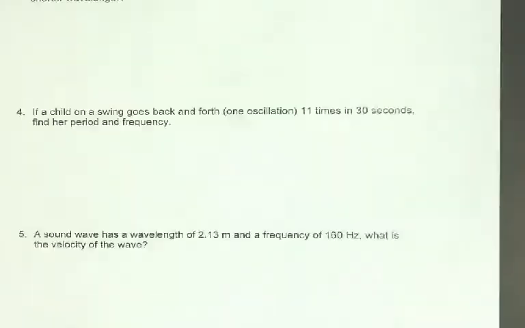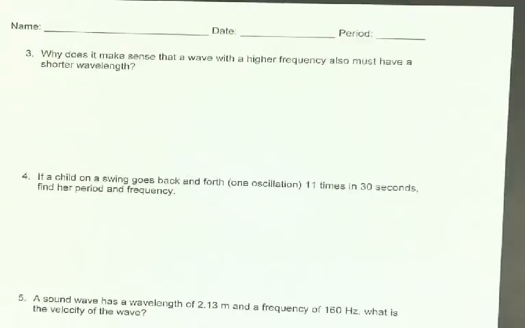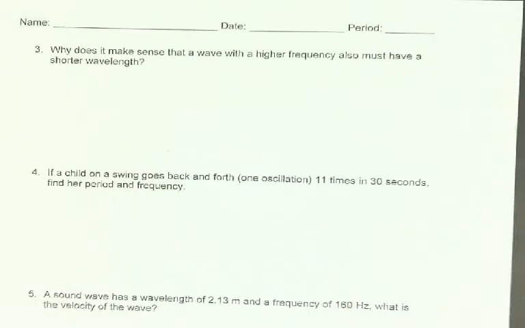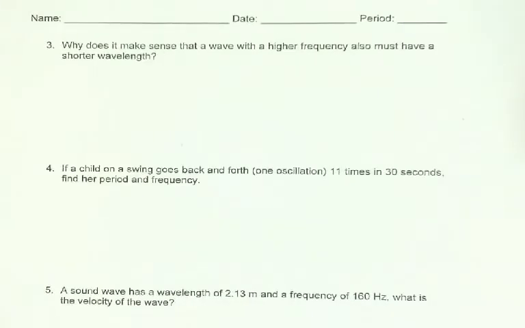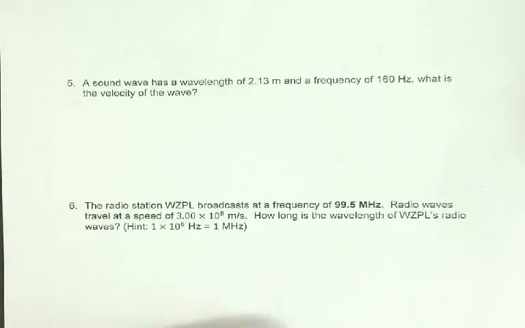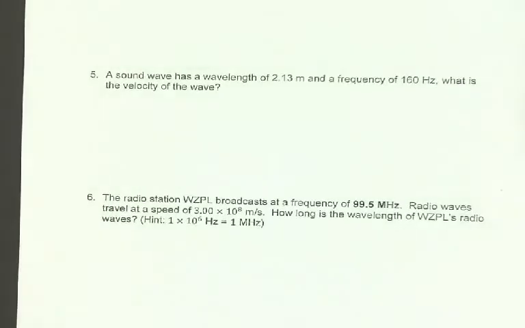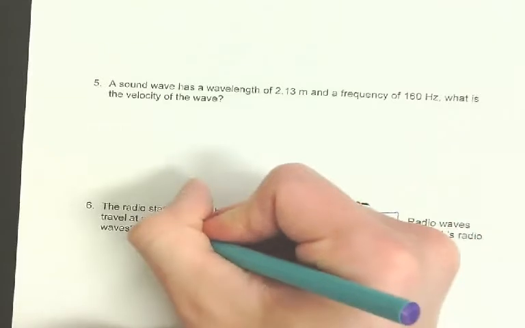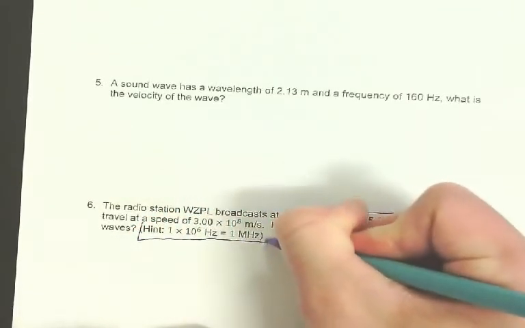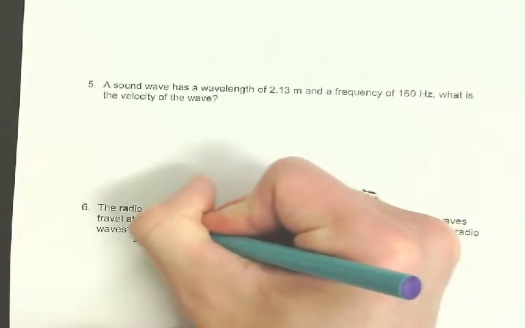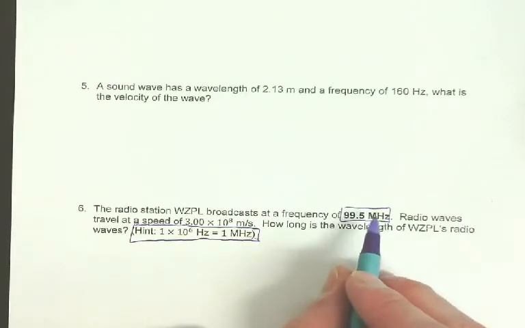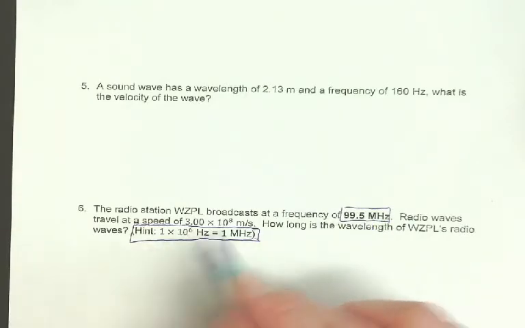You're also doing just a description for number 3. It might be helpful to draw a picture, though. 4 and 5 are doing some basic calculations. 6 you have to be a little careful with because it gives you the value in megahertz, but you're going to need to turn it into hertz. And I gave you the conversion there. So think about if you have 99.5 megahertz, how would you figure out how many individual hertz there are? Use that to help you out.